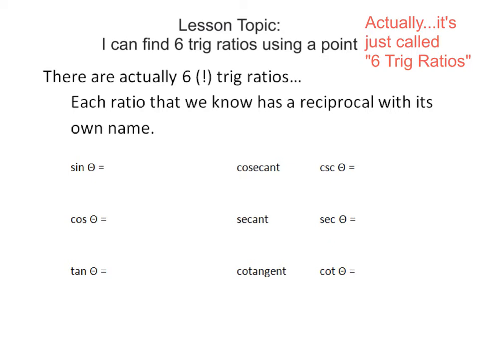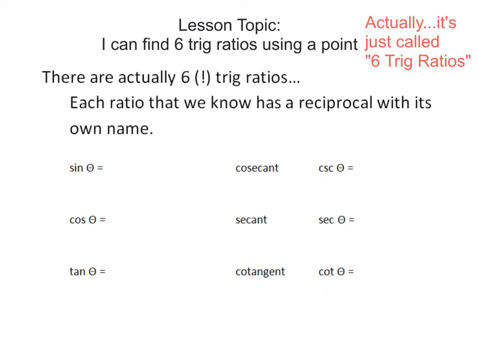Now, each of these 3 new trig ratios is the reciprocal of one of our old trig ratios that we already knew. So let's start by writing out what our trig ratios are for sine, cosine, and tangent. So sine, you should remember, is opposite over hypotenuse. Cosine is adjacent over hypotenuse. And the tangent is the opposite over the adjacent.